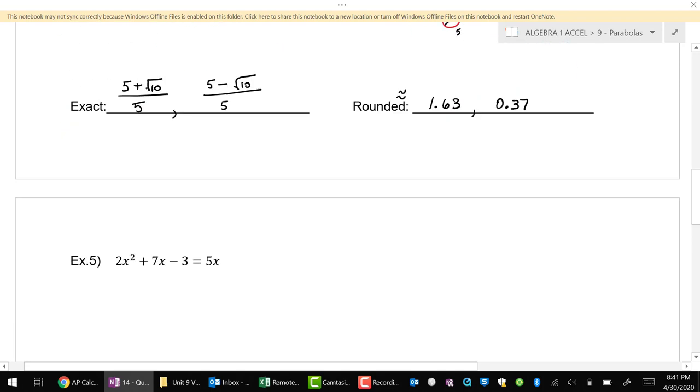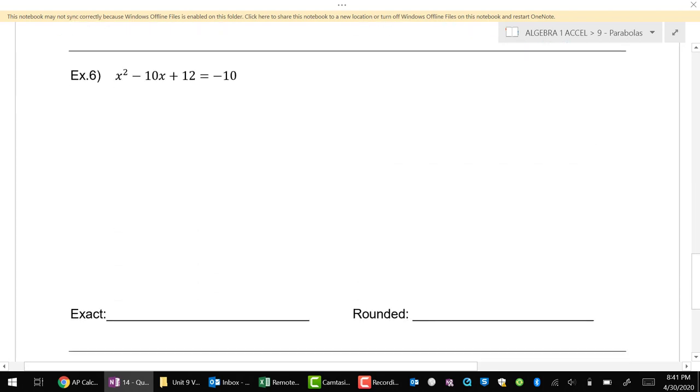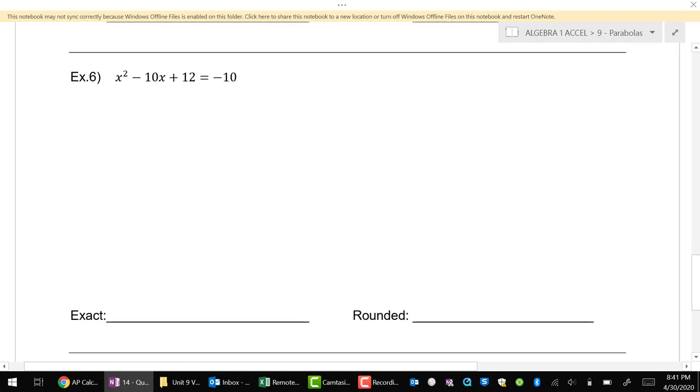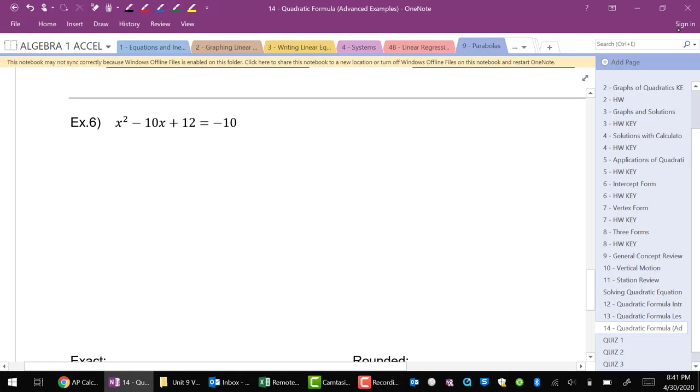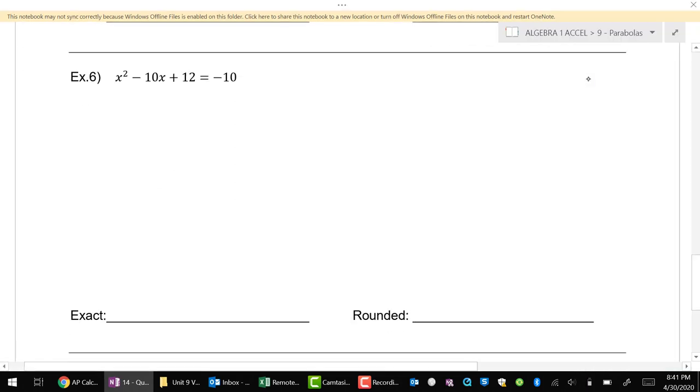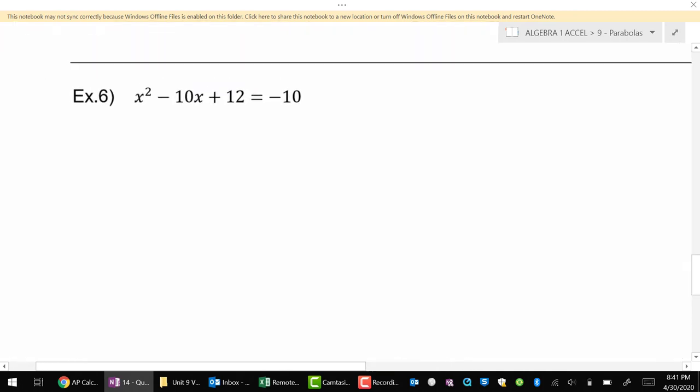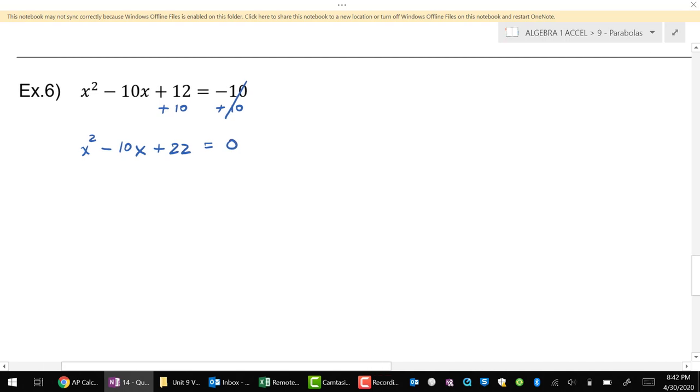All right, well, with one more example left, maybe I think we'll tackle this one here. How about number 6 on this activity? So I'll move a little bit quicker, see if we know what we're doing, and see if you can keep up. I'm going to add 10 to get this in standard form. So here we go, x squared minus 10x plus 22 equals 0. Let's use the quadratic formula.